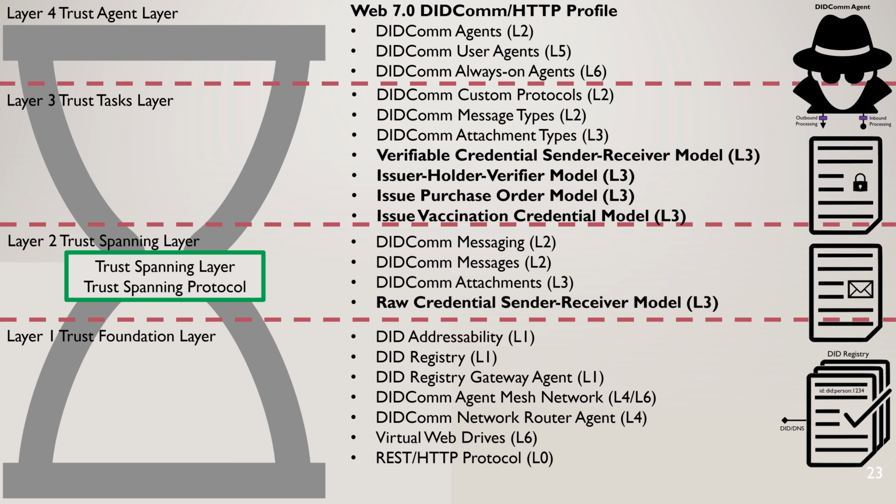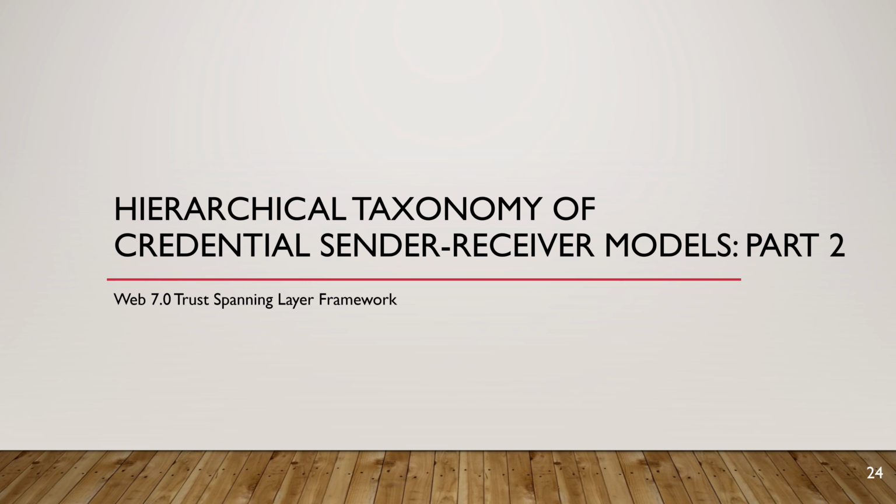The issuer holder verifier model, as we've discussed, is part of layer 3. The issue purchase order model is also part of layer 3 of the trust tasks layer in the trust spanning layer framework. And the issue vaccination credential is also part of layer 3. Verifiable credentials, we've already discussed, is a derivation of the raw credential sender receiver model in layer 2. So we've looked at 3 different scenarios now.